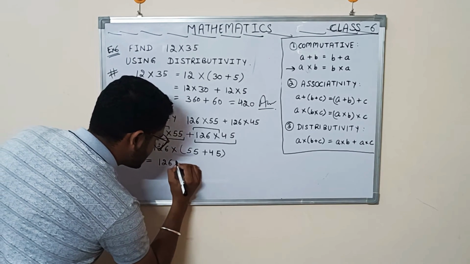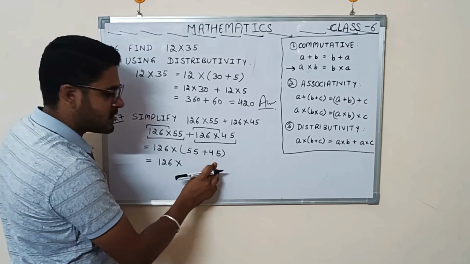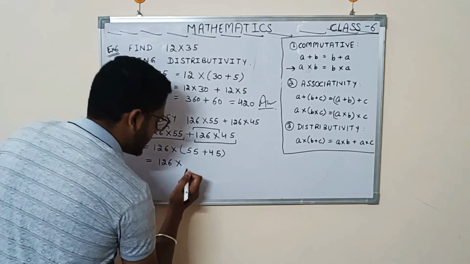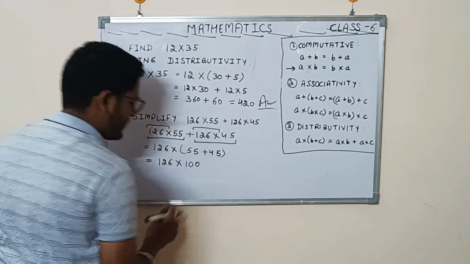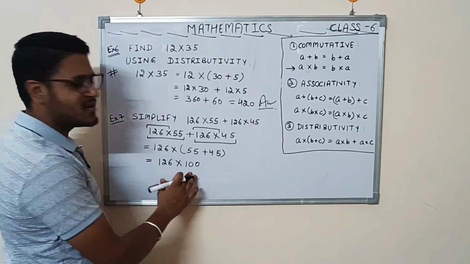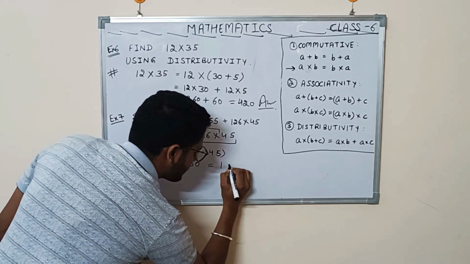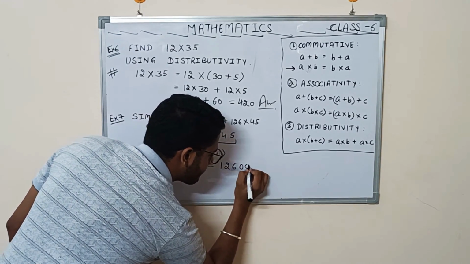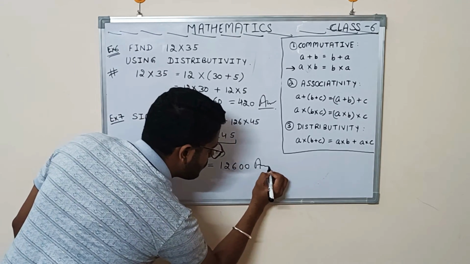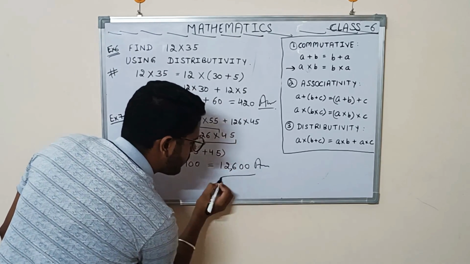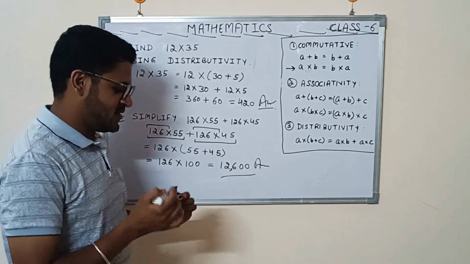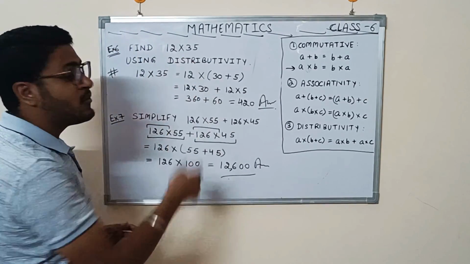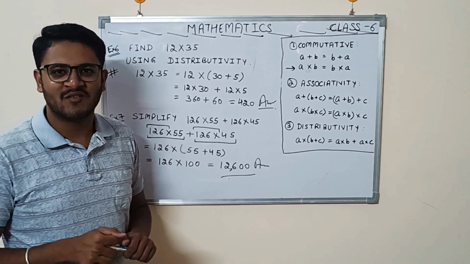Let's take 126 as it is and let's solve this bracket. 55 plus 45 is 100. And now 126 into 100 is 12,600. So this way we are done with some of the examples related to properties of whole numbers.